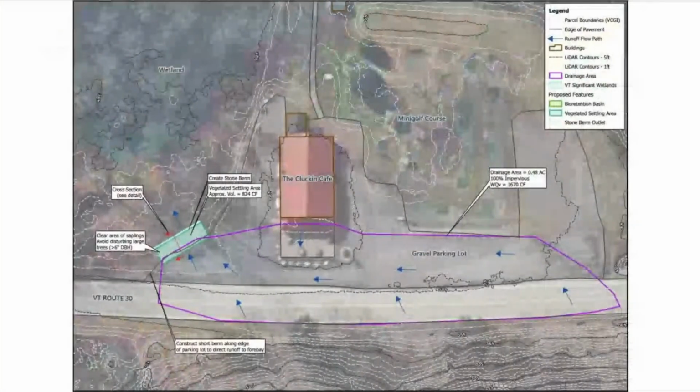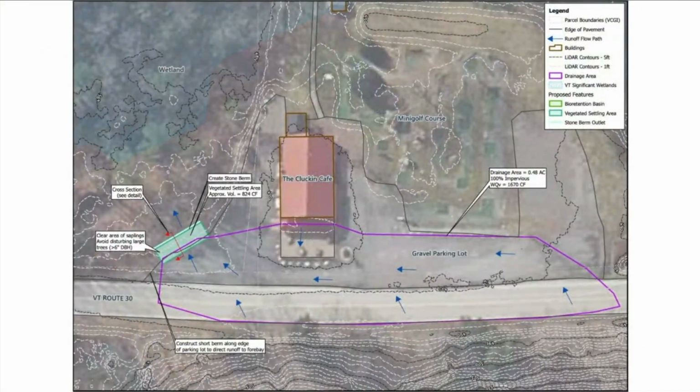And I take that back. The road is not crowned. It's all sloped this way toward the parking lot. So let's see. It's about a half-acre drainage inside this purple line. And right now, this flow picks up a lot of sediment. You probably saw from the photos as it shoots over the gravel. And then it just shoots into the woods here.